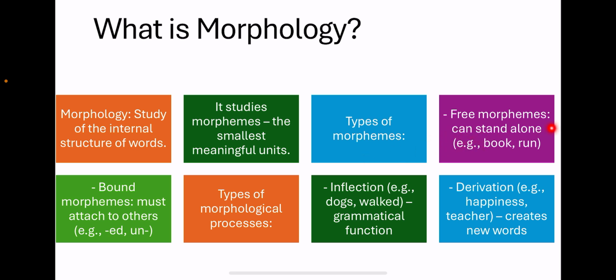Morphology also studies free morphemes that can stand alone, for example, book and run. It also studies bound morphemes that cannot stand alone; they need other bases. For example, we have the morpheme ed and the morpheme un. They can't stand alone as words, so they need bases. When we use ed with play, it becomes played. And when we use un with kind, it becomes unkind. So kind can stand alone, that is a free morpheme, while un cannot stand alone as a word.